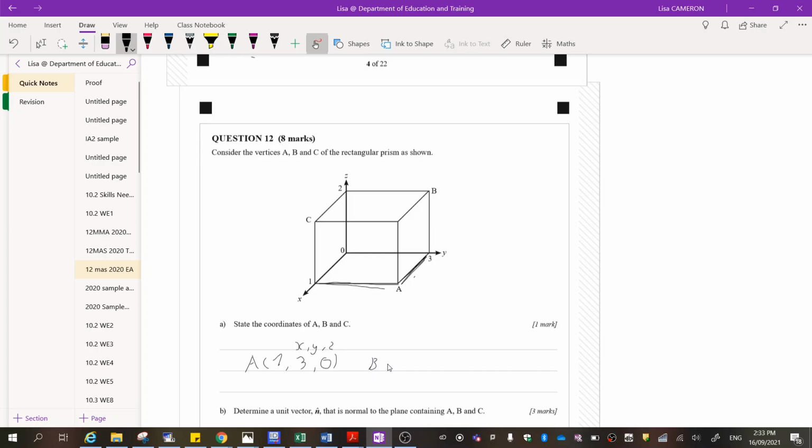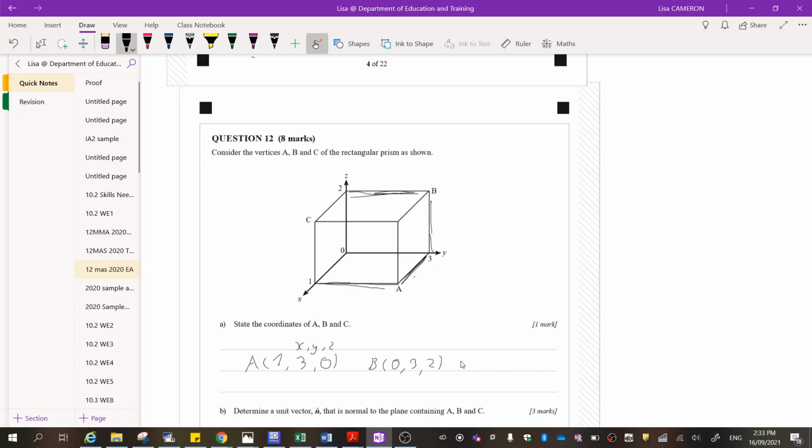Next for B, take a look along the x-axis. So for the x-axis, it's at 0. So B would be 0. Next, y-axis. So over here, it's along the 3. And then finally, z-axis, it's along 2.